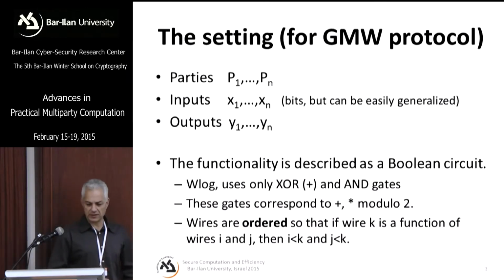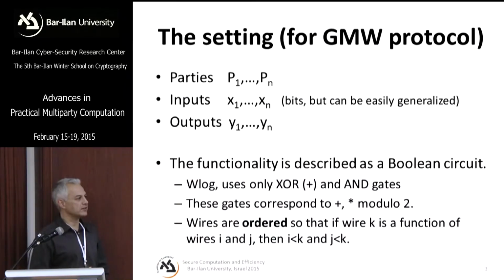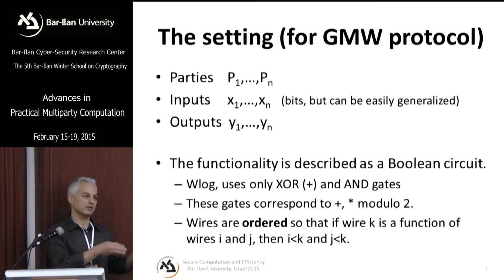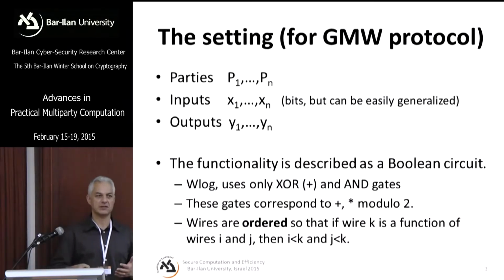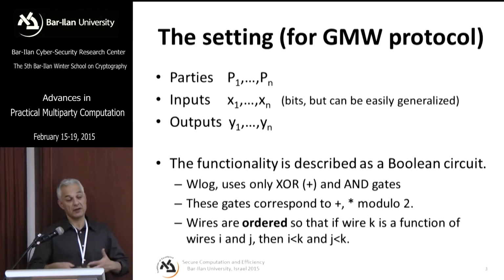And also, just to make things nice, suppose that the wires are ordered so that if wire k is a function of wires i and j, then k is greater than i and j. Therefore, when we start evaluating the gates, we'll start from the first gate and go all the way to the last gate. And we know that when we evaluate a certain gate, we always have the values ready for the inputs that go into that gate.